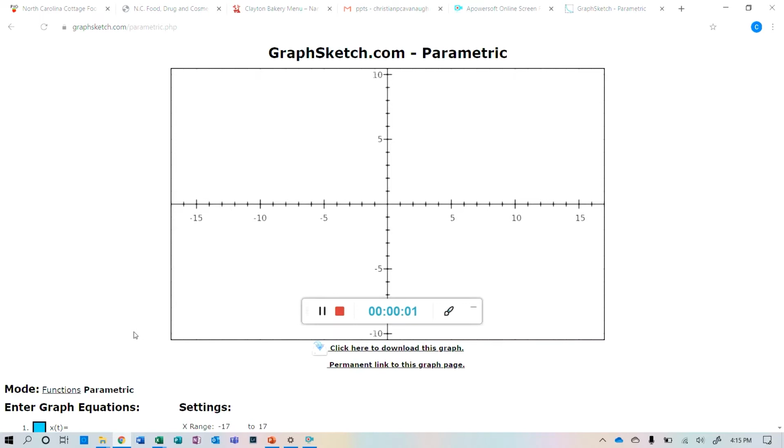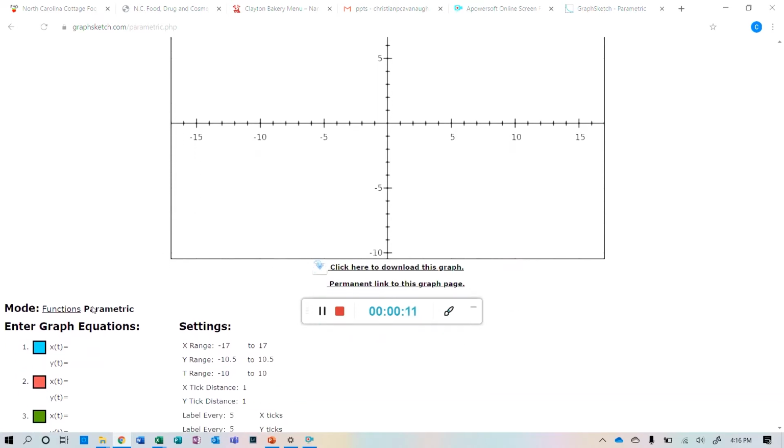This is the website that I'm going to be using, and I've linked it in your weekly assignment calendar as well. It's called graphsketch.com, and it's the parametric version. I think on our PowerPoint we had our two equations, and if you scroll down, you can see that you have an x and a y equation. So we had 5t, and I think it was 10 minus 16t squared. Let me get those two in there.